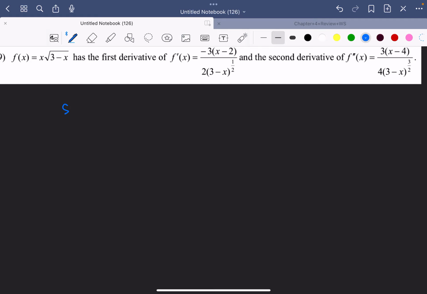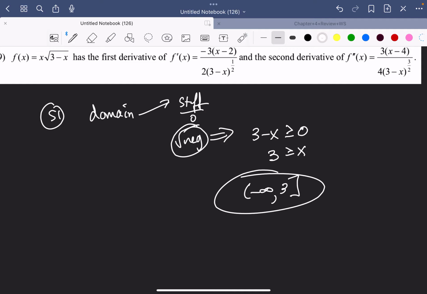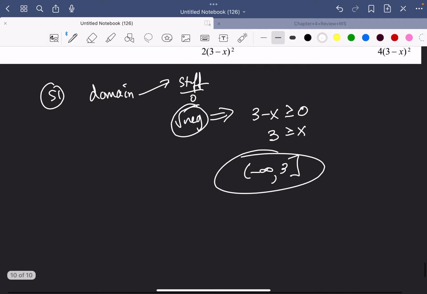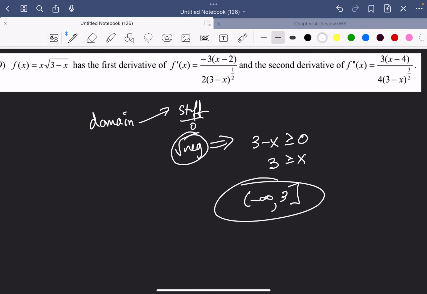So step one, we're going to talk about the domain. Notice what we have. Two things: we either worry about stuff divided by 0, or we worry about the square root of a negative. In this case, it's the square root of a negative that we worry about. So we need this to be greater than or equal to 0, which means x is less than or equal to 3. So that means it's either equal to 3 or less than it. So this is our domain. See how that worked? So this is part 1, our part A.